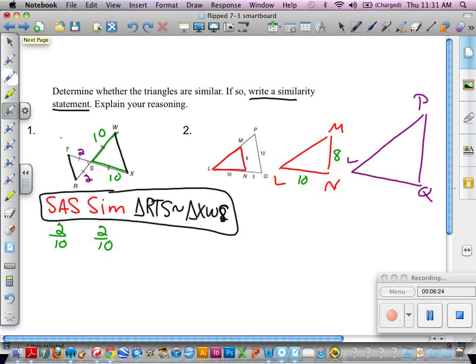L is 10, MN is 8. Okay, now this is the whole side here. That's 15. That whole side's 15. Sometimes people accidentally grab 5. Don't do that. And then we got 12.